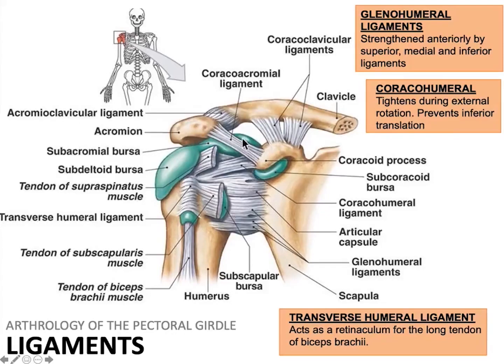You do not need to know the names of the different bursa within the shoulder. You just need to know the fact that there are bursa, which are pockets of synovial fluid that just help to reduce the friction.